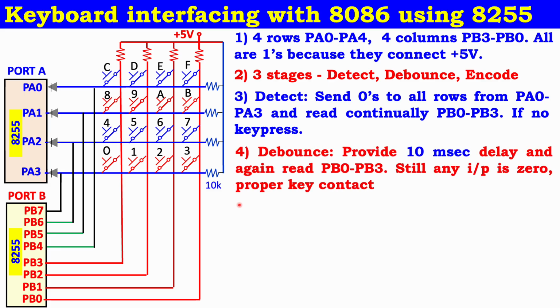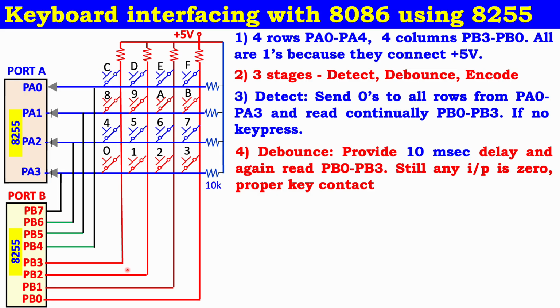Now the next one is debounce. As we have seen, with mechanical switches, capacitive switches or effective switches, when the key is pressed it can release and again be pressed. So there is a bouncing problem, and for this we have to create debouncing. To nullify the bouncing problem and stabilize the key press, we can apply a 10 milliseconds delay by software code, and this is applied to all the ports again, PB0 to PB3.